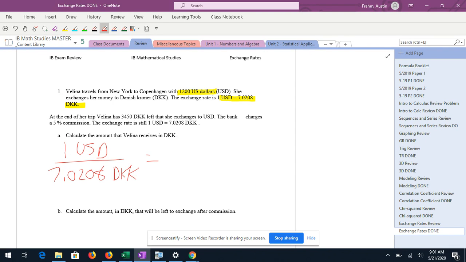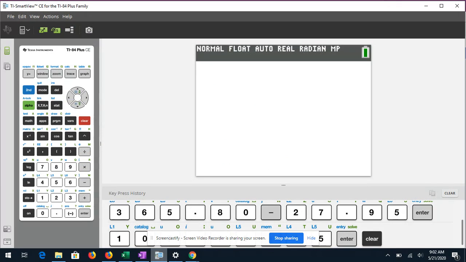DKK equals, now remember the monetary units need to go in the same spots of both of the fractions. So we're going to put the 1,200 US dollars on top, and we're trying to figure out how much DKK she gets. So our X goes on bottom. So now since we have a proportion, we can cross multiply. 1 times X is just X. So now we need to multiply the 1,200 times 7.0208.